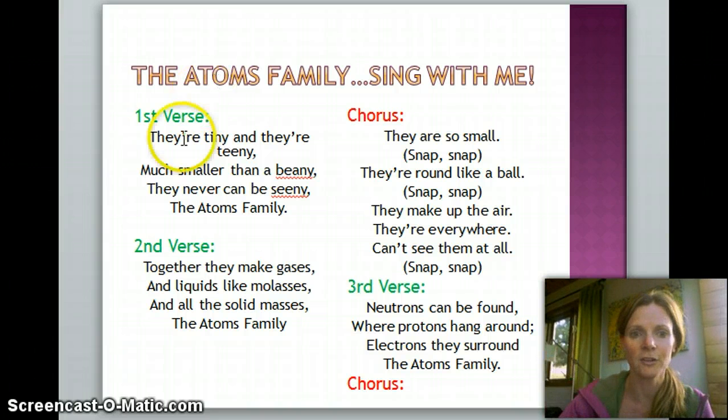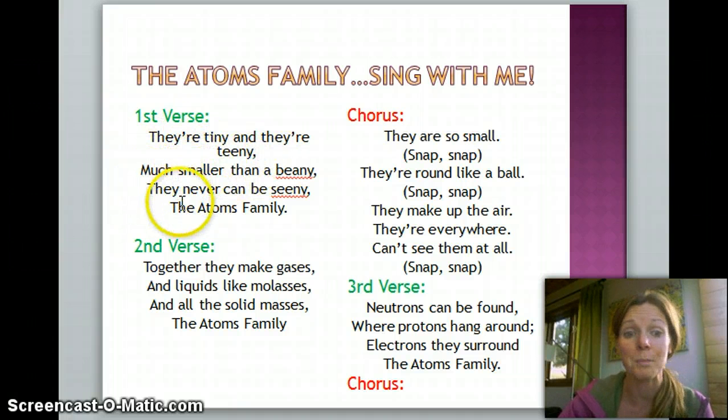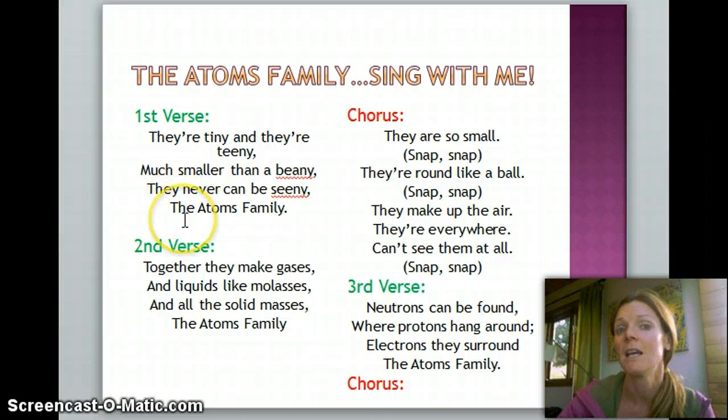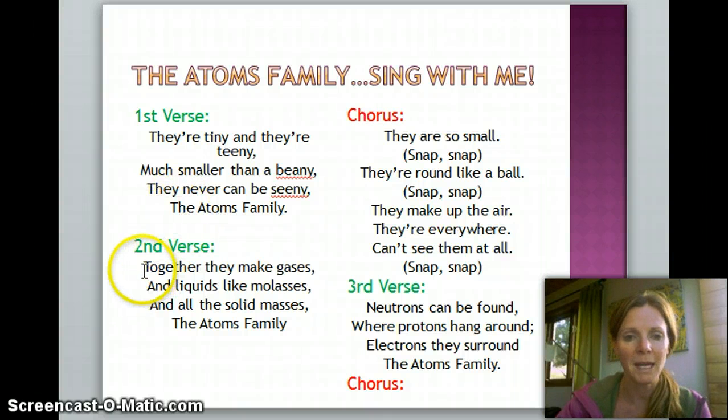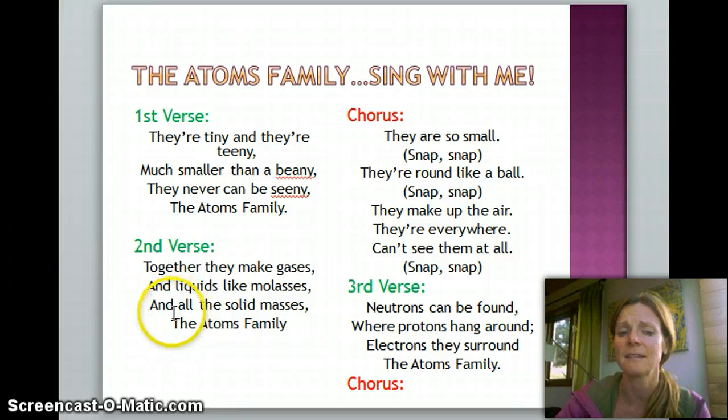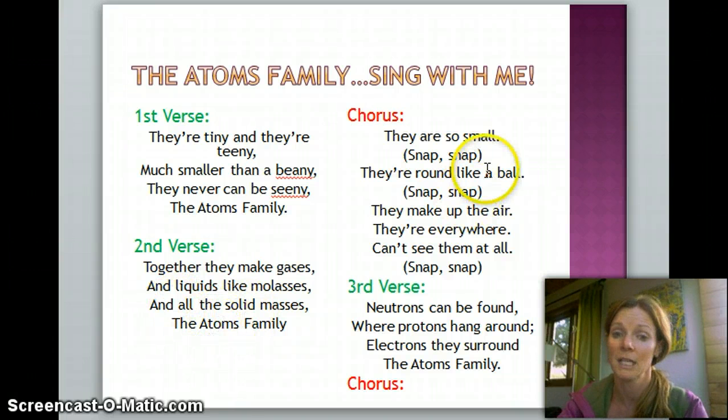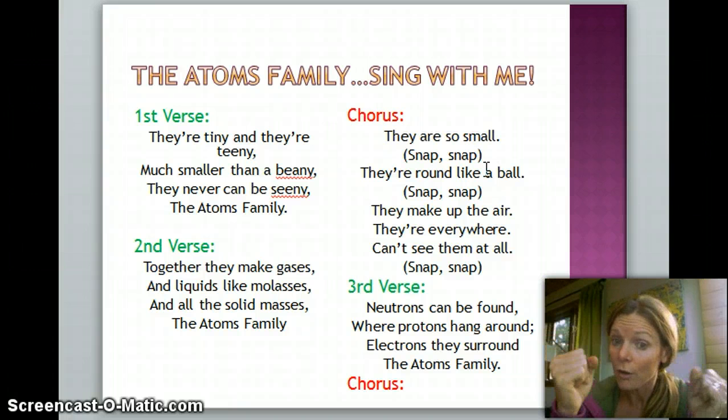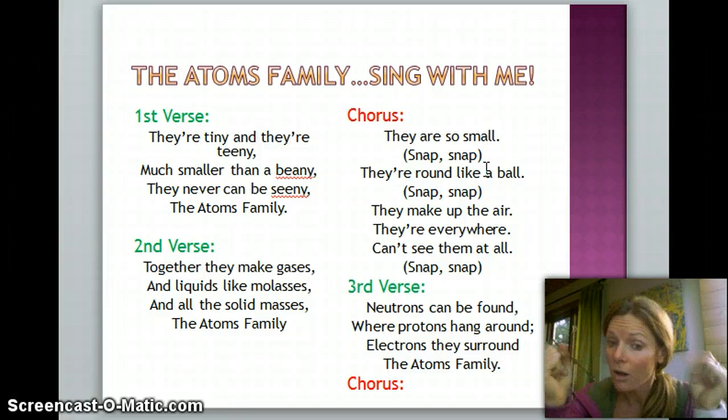Okay, so here are the verses. They're teeny and they're tiny and they're teeny, much smaller than a beanie. They never can be seeny. The Addams Family. Together they make gases in liquid like molasses, and all the solid masses, the Addams Family. And then they're so small, they're round like a ball. They make up the air. They're everywhere. You can't see them at all.